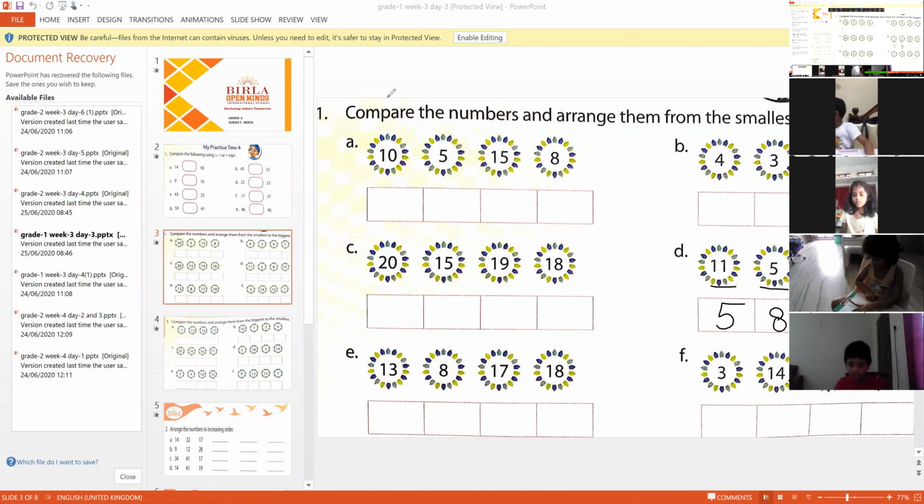Now you have to compare the numbers 11 and 13. See, children, in number 11 and in number 13, in the tens place we have 1. So we cannot say which number is smaller or which number is greater. In the tens place we have 1 in both the numbers, so we cannot say anything.